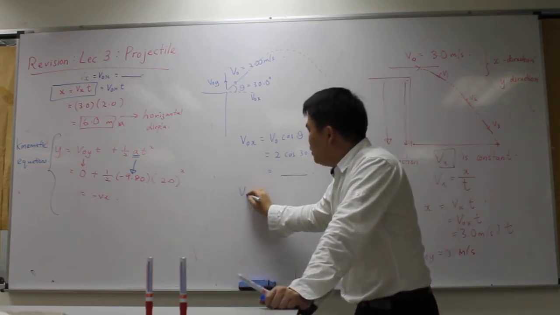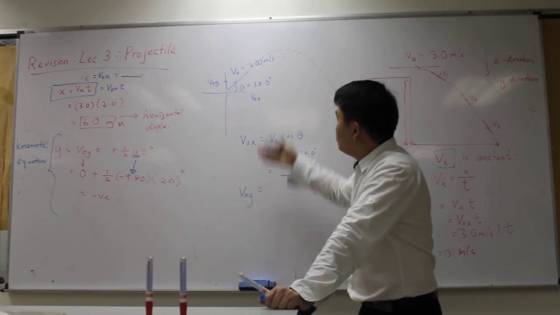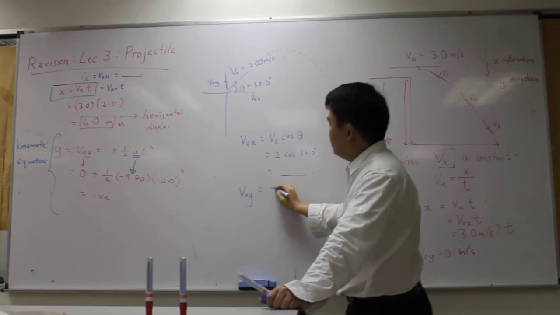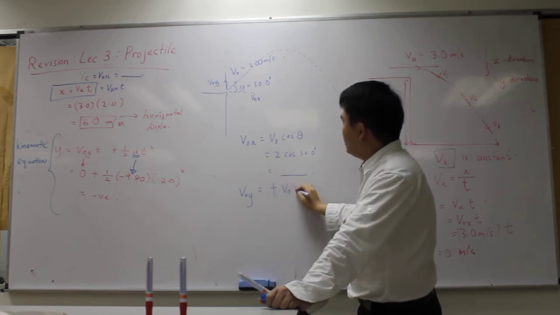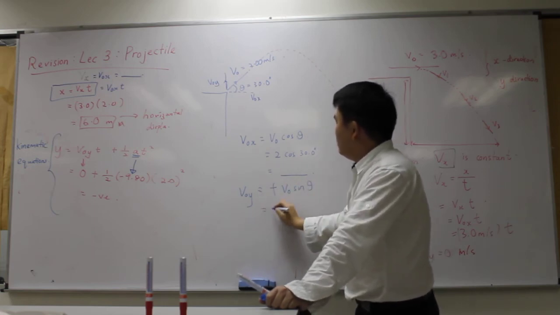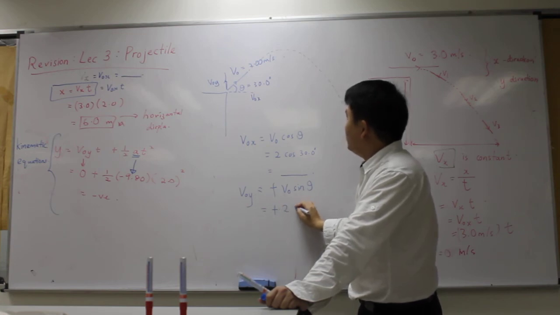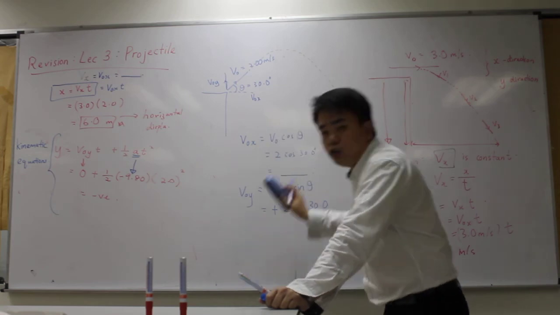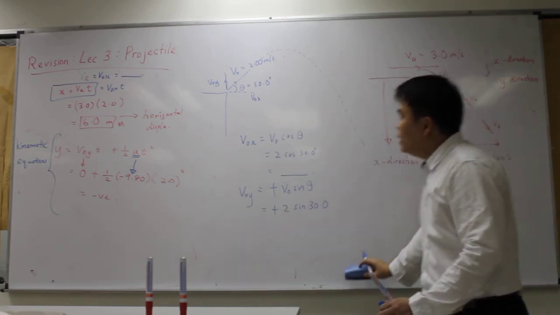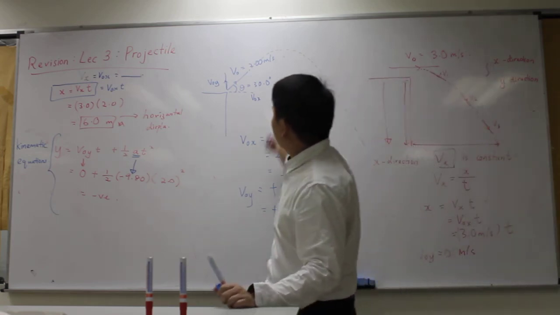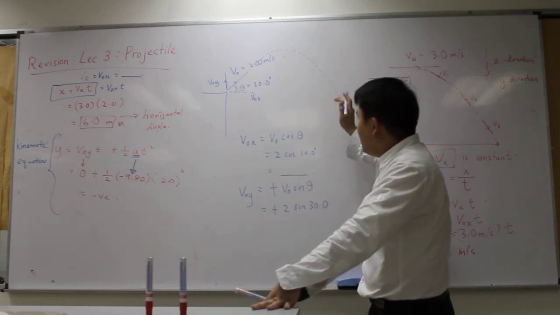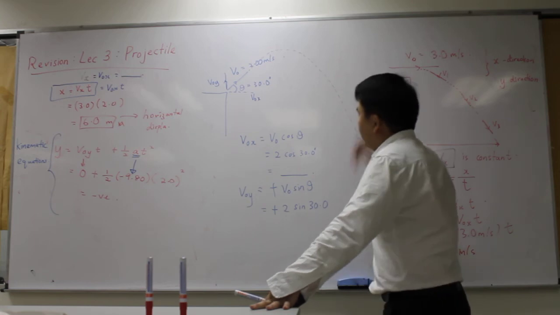On the other hand, V naught y, you should know the direction is upward, so we can use a positive. So positive V naught sine theta, which is positive 2 sine 30. My question is also very easy: what is the total displacement in terms of an x component and y component after, let's say, 2 seconds?